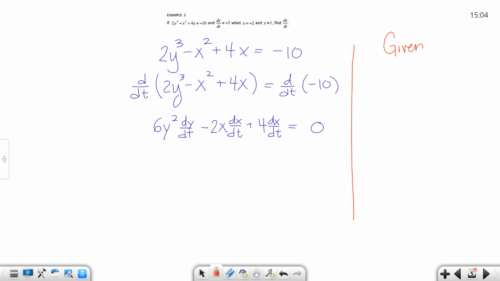Over here on the right, I'm going to list my given facts. It tells me that dy dt is a negative 3. It tells me that x is a negative 2. It tells me that y is 1. And it asks me to find dx dt. So I don't know what that one is.